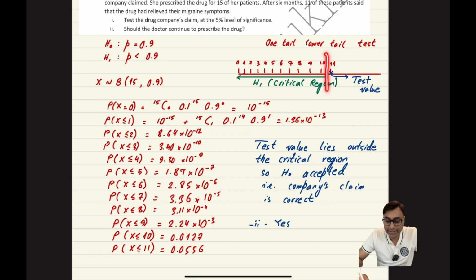So anything 10 or less than 10 is part of the critical region, whereas anything 11 or more than 11 is in the non-critical region. Since the drug relieved 11 of these patients, which lies outside the critical region, H0 is going to be accepted, the probability is 0.9, and the company's claim is correct.